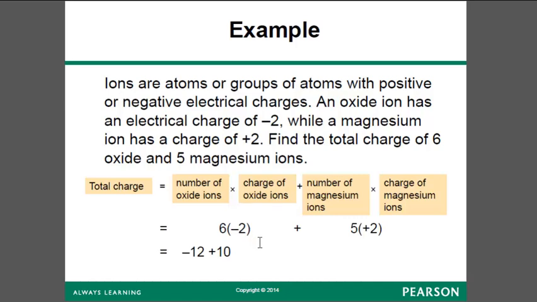6 times negative 2 is negative 12. 5 times positive 2 is positive 10. Negative 12 plus 10 is negative 2. So be careful when you see problems like this. You really have to stop and think about these. You want to add the ions together, but you have to take their individual charges into account. So take their number of ions for each charge and multiply the number of ions times their charge before you combine them with addition first.